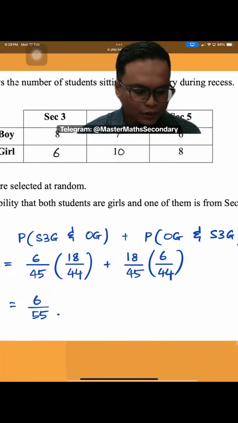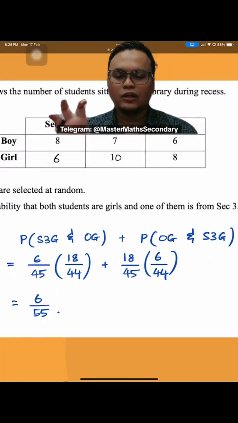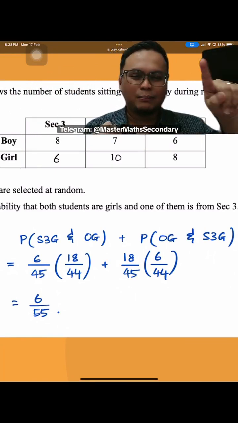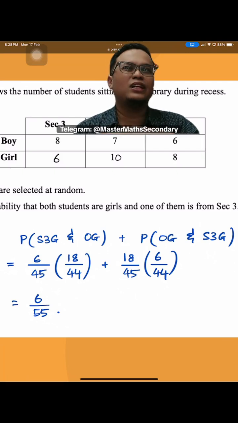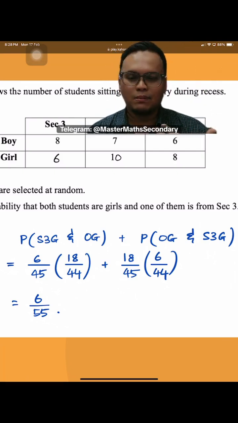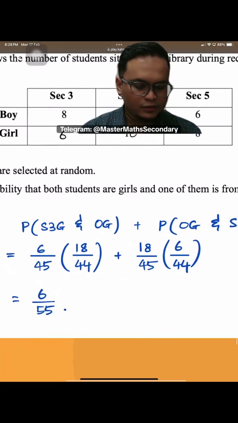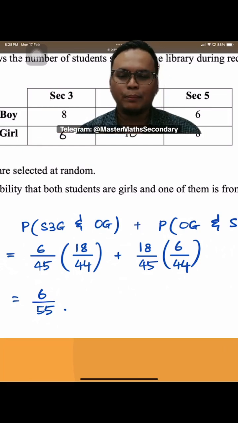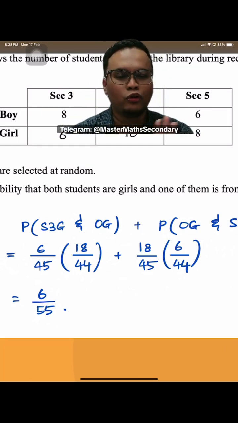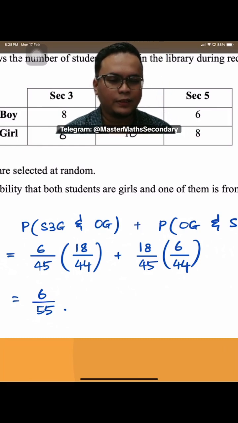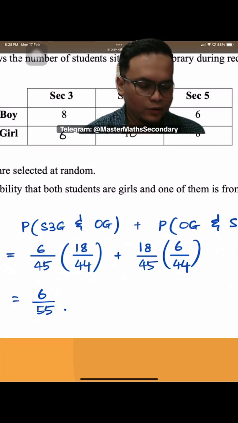Another thing that you need to consider is that when you're choosing the first sec 3 girl, the total number of students now becomes 44. Which is why you see that in the second fraction, in both cases, I put 18 over 44, no longer 45. So this is something that you guys have to be careful about. Okay. All right. All good.